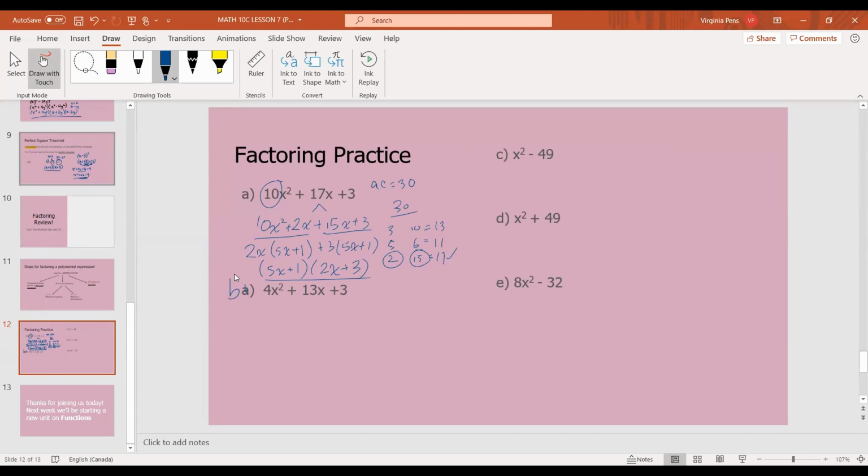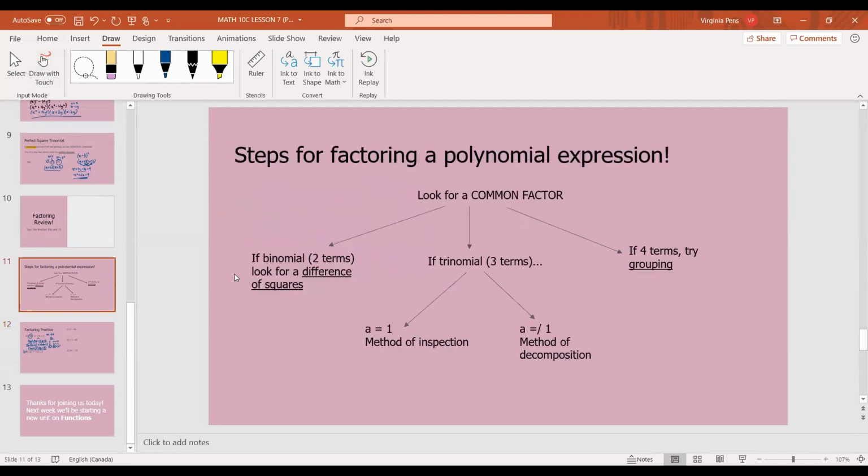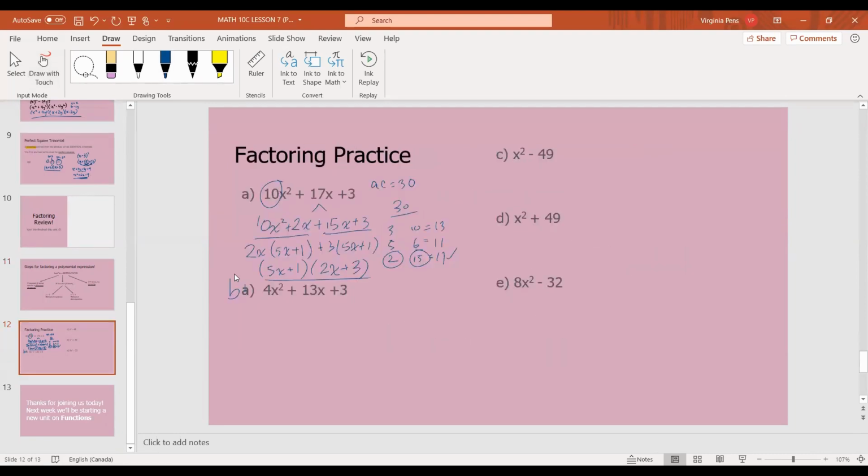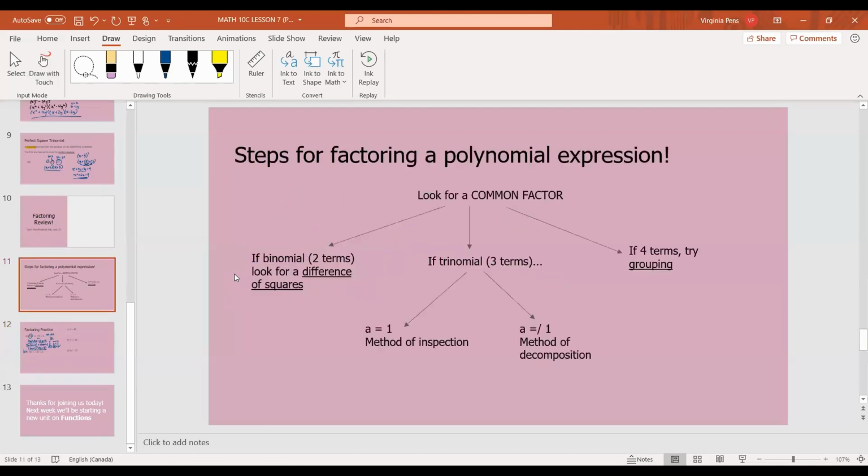Okay, this is 4x squared plus 13x plus 3. It is a trinomial. Does it have a common factor? No, it doesn't have a common factor. It's not all even, and we can't take out anything. So let's move on.